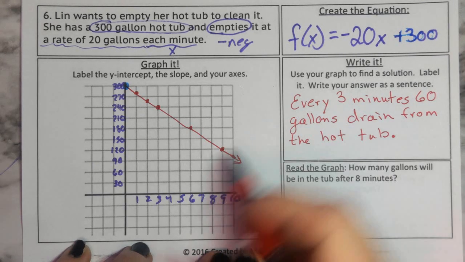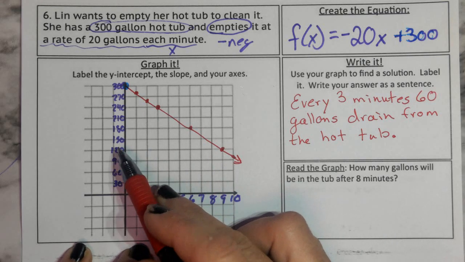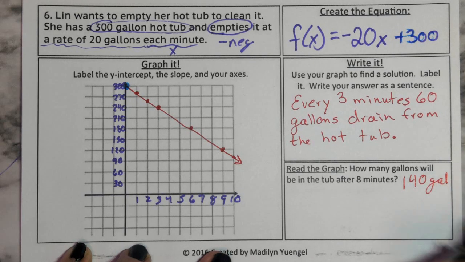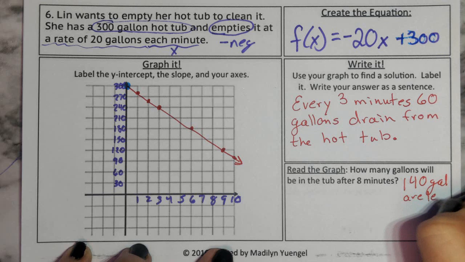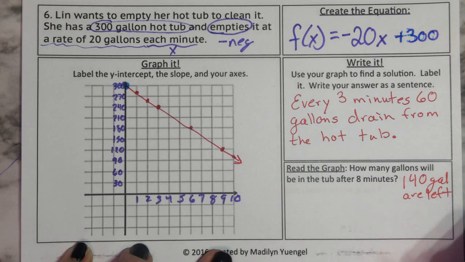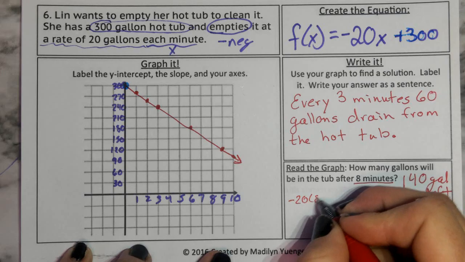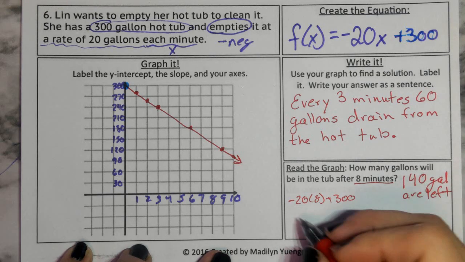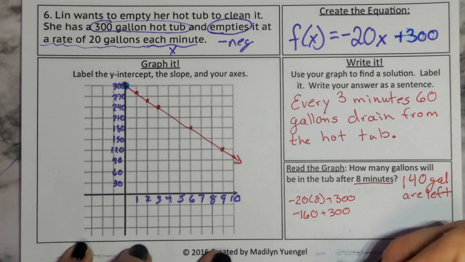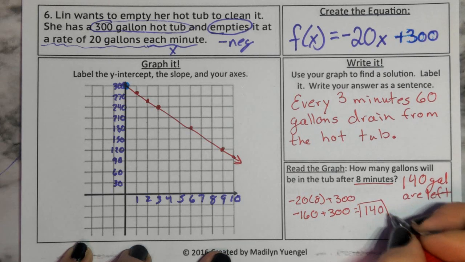So if we go here, we are at 120. So if we go 1 minute back from 120, we're going to add 20 to that to go backwards, and that gives us 140 gallons left. If you can't count that and you can't go back and you're struggling with that, what we can do is take this 8 and plug it back into our original equation to solve. So that gives me a negative 160 plus 300. When I combine those together, I get a positive 140.